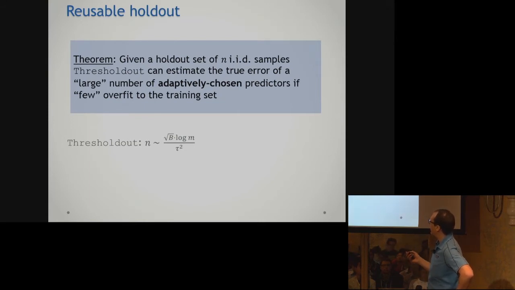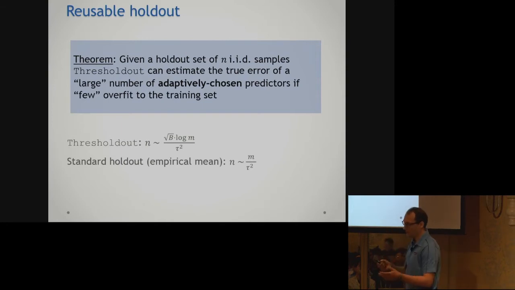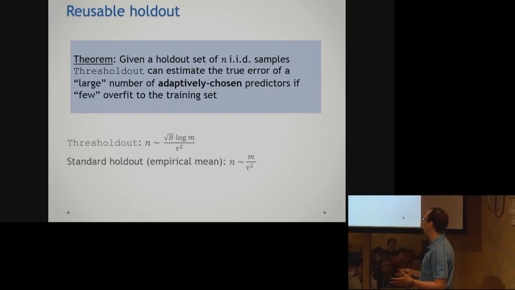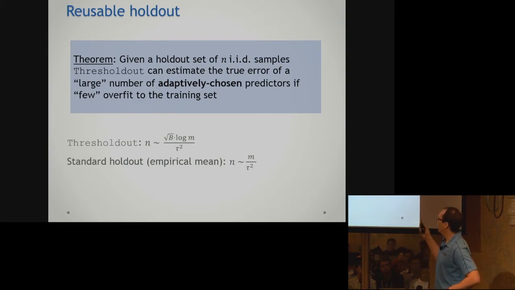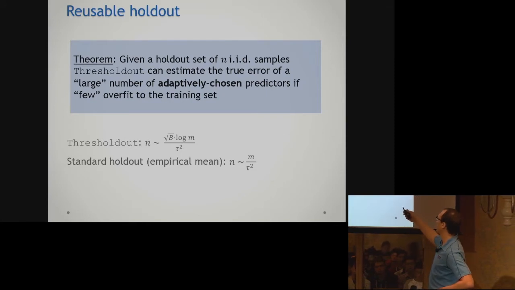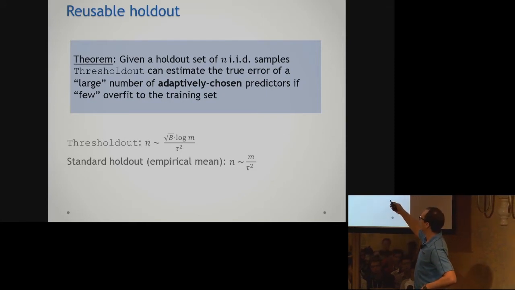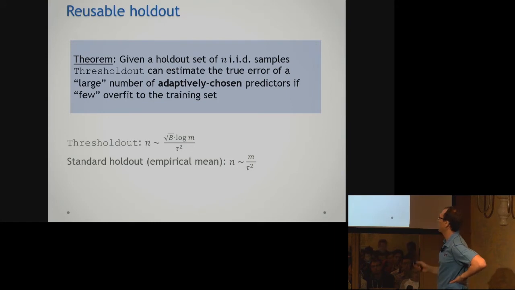And for comparison, if you just use the standard way to implement holdout, which is by looking at the empirical mean, then one cannot prove guarantees for which n scales better than linear in M. And you can see here the improvement is effectively exponential, of course, with this additional dependence on the number of hypotheses that overfit.